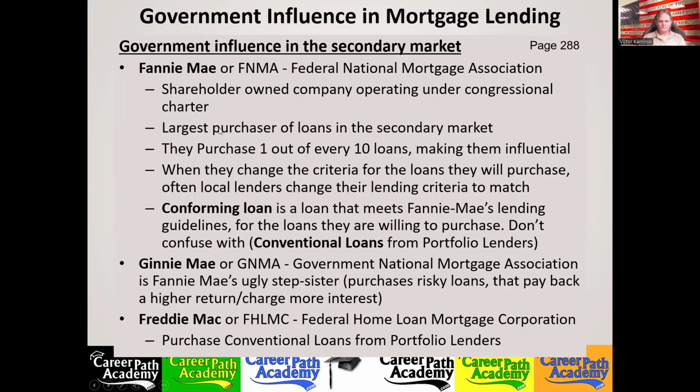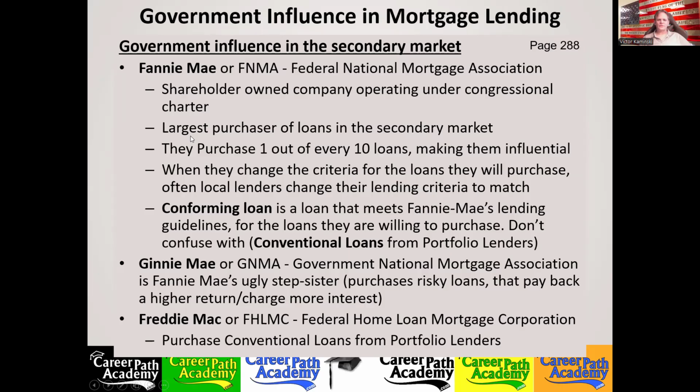Now, it's a shareholder-owned company operating under congressional charter. Yeah, because of all the bailouts and stuff, Fannie Mae is pretty much owned by the government right now, until our economic system has rebounded fully and our government's been paid back the money for all those bailouts.